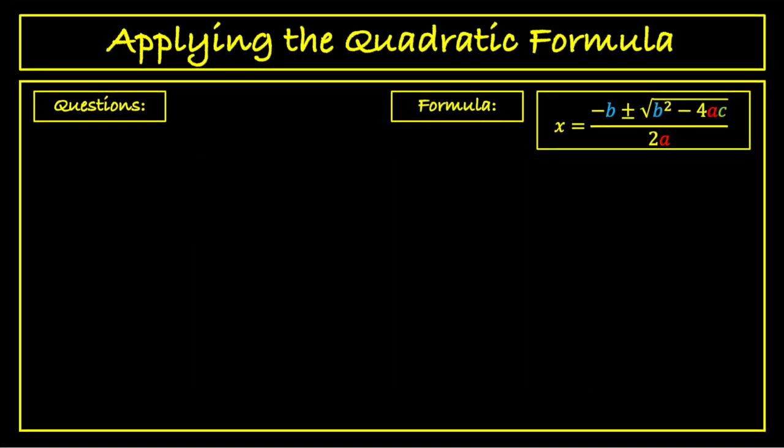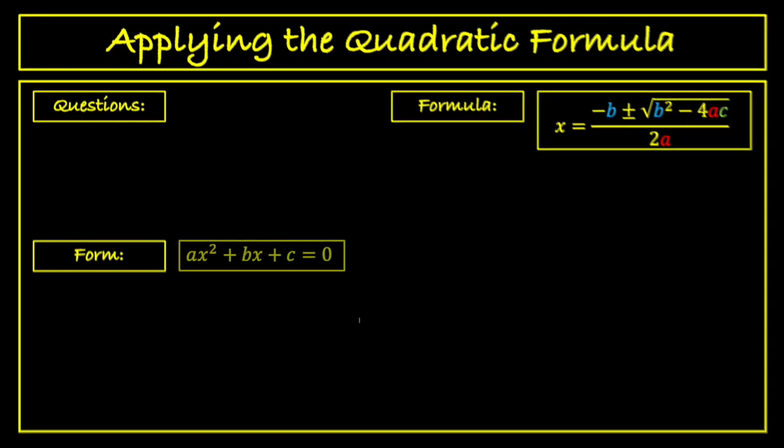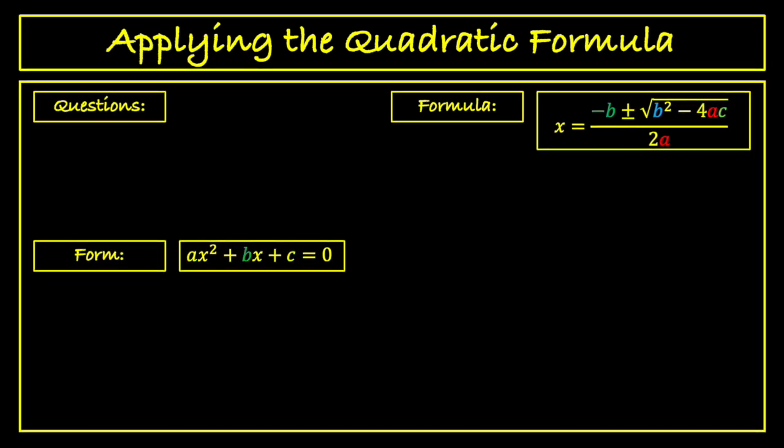In order to understand how to use the formula, we must go back to the general form of the quadratic equation, which is ax squared plus bx plus c equals 0. In order to use the formula, we apply the different parts of the equation to the formula. That is, 4ac is the product of 4, the coefficient of x squared, and the constant. Similarly, the negative b calls for the negative coefficient of x.